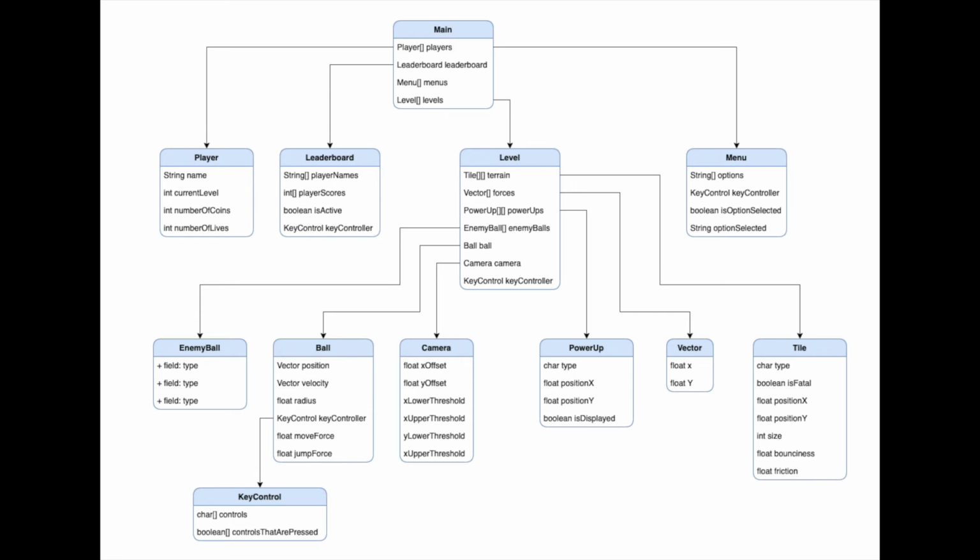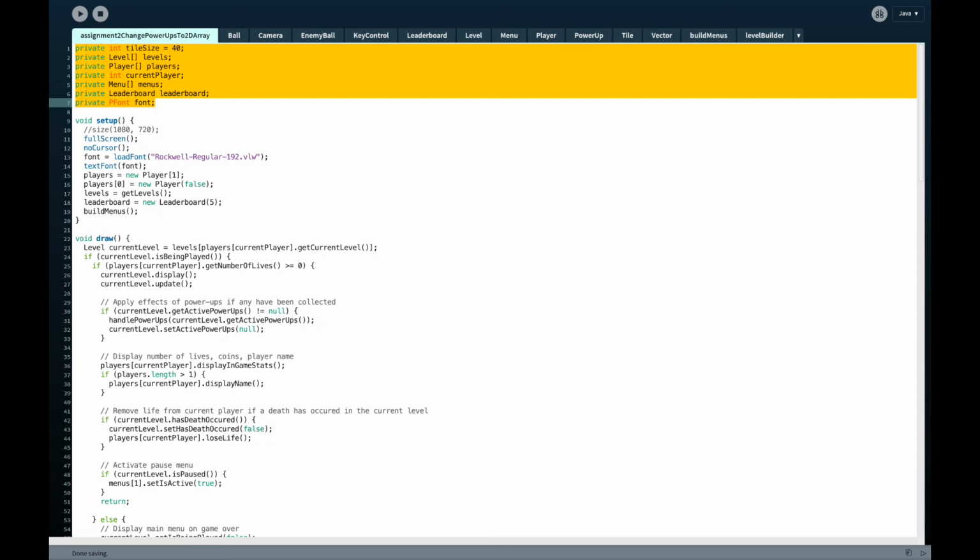That's enough detail on the class diagram for now. Let's now look at some code. So here we declare some global variables: the tile size in pixels, an array of levels, an array of players, the current player, an array of menus, the leaderboard, and the font used for lettering.